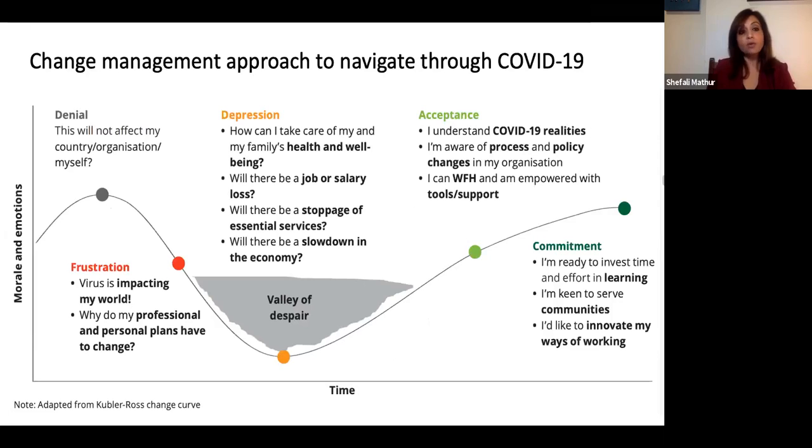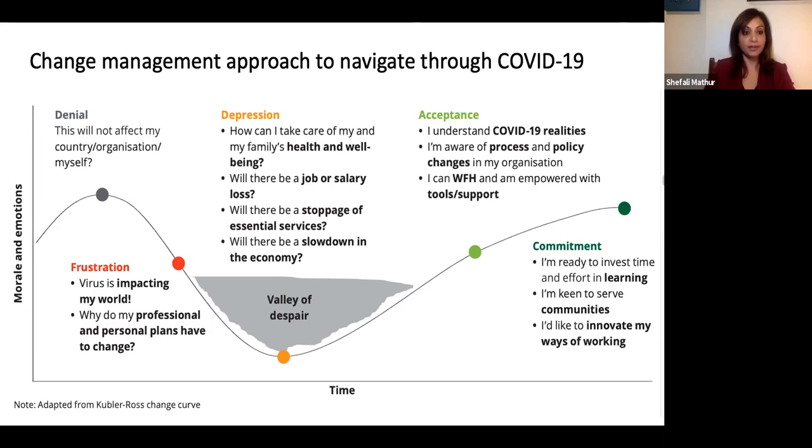Now let's look at how the change management approach navigated. How did we navigate through COVID? We all had a lot of emotions in ourselves. We went through a complete morale up and down the scale, and an emotional up and down, starting from denial. We said, okay, it's closed down for 3 weeks. We're going to open back in March, and then everything will get back to normal. So we were in denial that this is not going to be long term. It's going to be really short term.